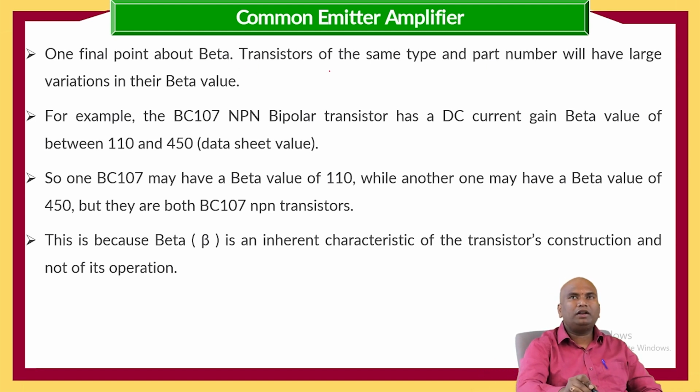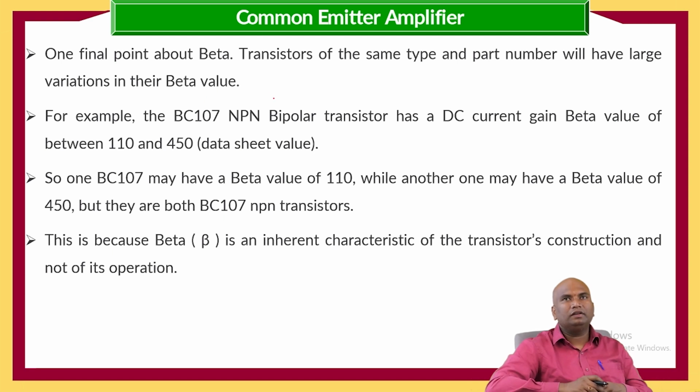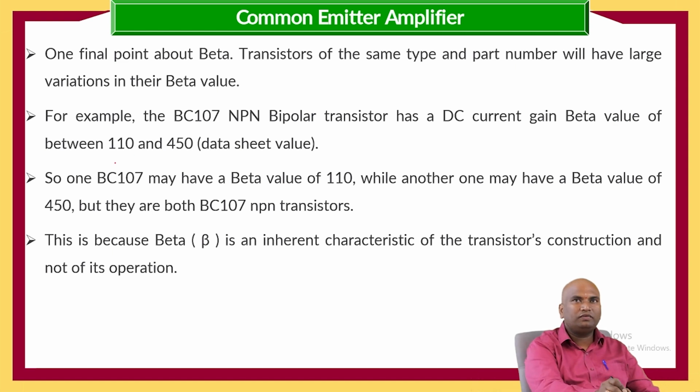One final point about beta: transistors of the same type and part number will have large variations in the beta value. For example, the BC107 NPN bipolar transistor has a DC current gain beta value between 110 and 450. This is the data sheet value.